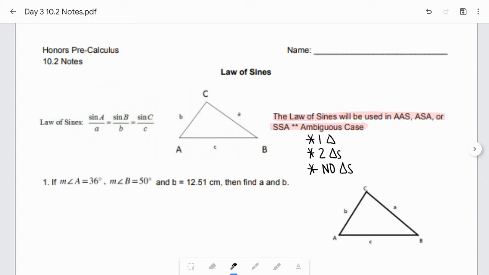Also, with the law of sines, we always have one set of corresponding sides with an angle. What I mean by that is that you would have to be given angle A and side A, or angle B with side B, or of course the last one, angle C with side C. So you need at least one pair of corresponding information.